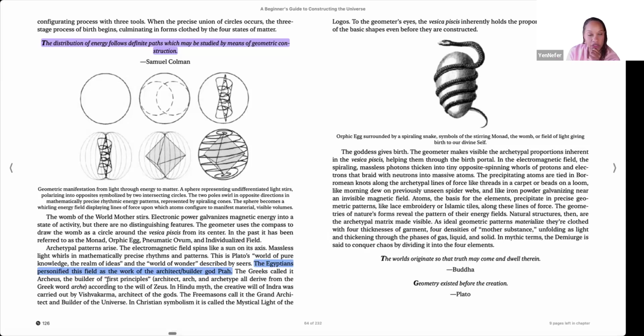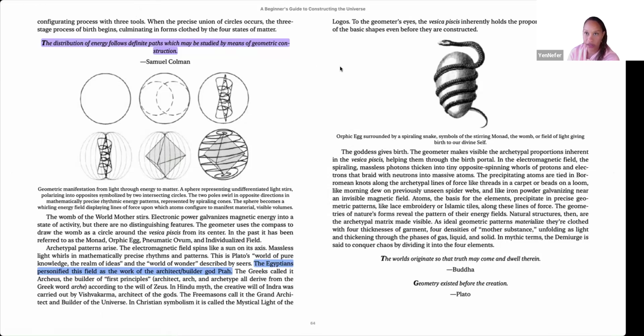So the Egyptians personified this field as the work of the architect builder god Ptah. The Greeks called it Archaeus, the builder of first principles. Architect, arc, and archetype all derive from the Greek word arch. According to the will of Zeus, in Hindu myth, the creative will of Indra was carried out by Vishvakarma, architect of the gods. The Freemasons call it the grand architect and builder of the universe. In Christian symbolism, it is called the mystical light of the Logos.